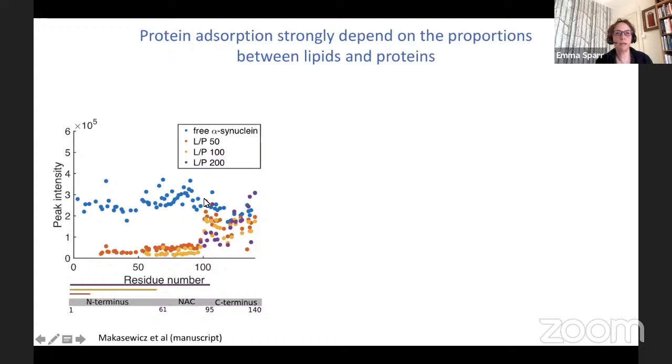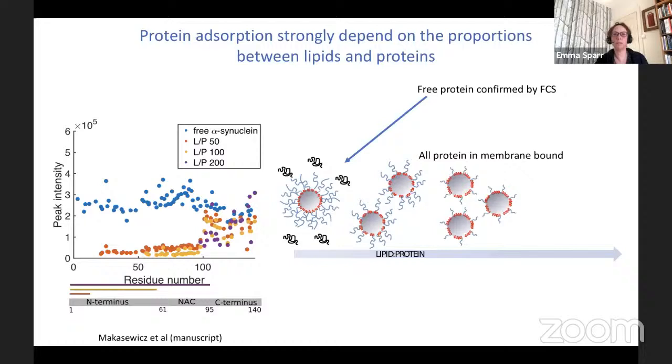And here again, we have done the kind of NMR experiments that I showed you before. So we have the free protein, and then we varied the lipid to protein ratio: 50, 100 and 200. And what you can see here is that by increasing the amount of lipid, you basically lose signal in larger and larger fragments of the protein. And that tells you that larger and larger portions of the protein seem to be associated with the membrane.